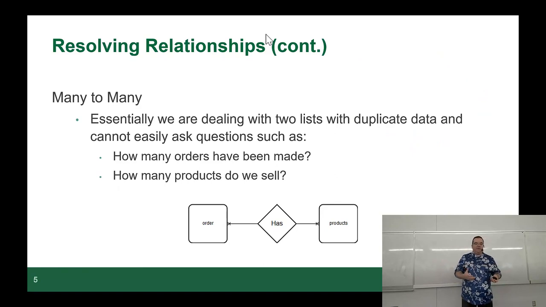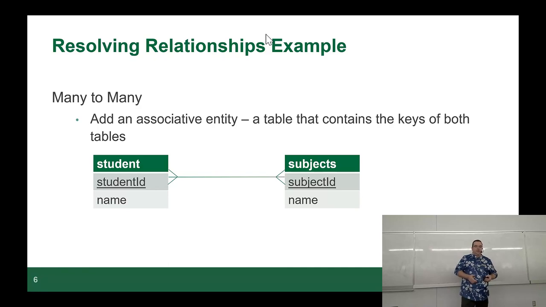So when we have many-to-many, what's happening is we have two lists with duplicated data on both sides, and you can't ask questions like, in this case, how many orders have been made? How many products did we sell? We couldn't really tell because everything's related to everything else. What we need to do is add an associative entity. So we take what's on the screen.